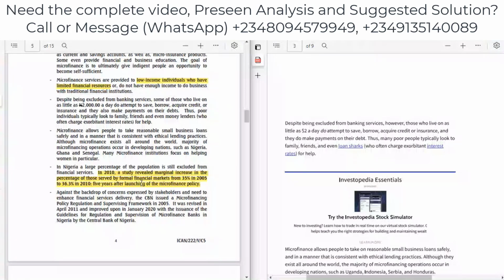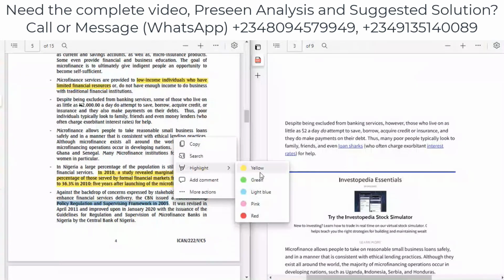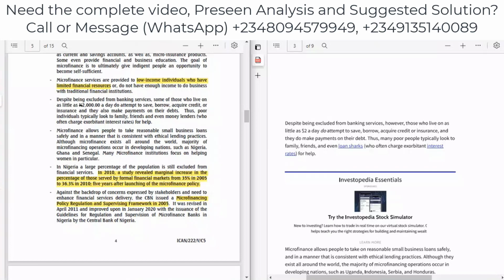Against the backdrop of concerns expressed by stakeholders and the need to enhance financial services delivery, the CBN issued a microfinance policy and supervisory framework in 2005. So this framework would really help, and it's here already. Here we have the regulatory and supervisory guidelines. We will be using it too. You get that? It's here already.